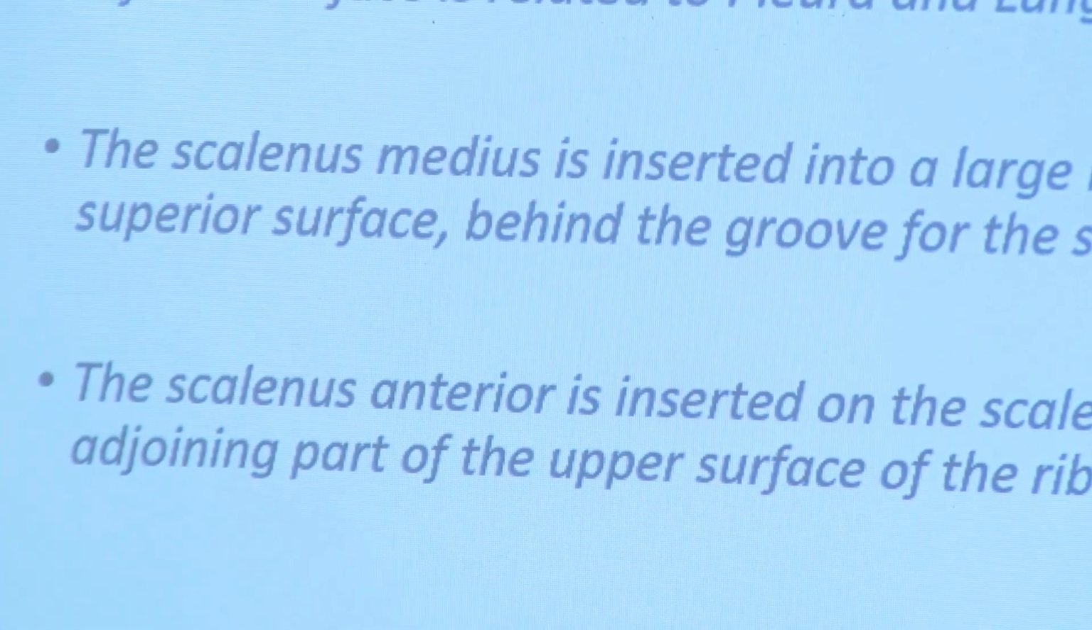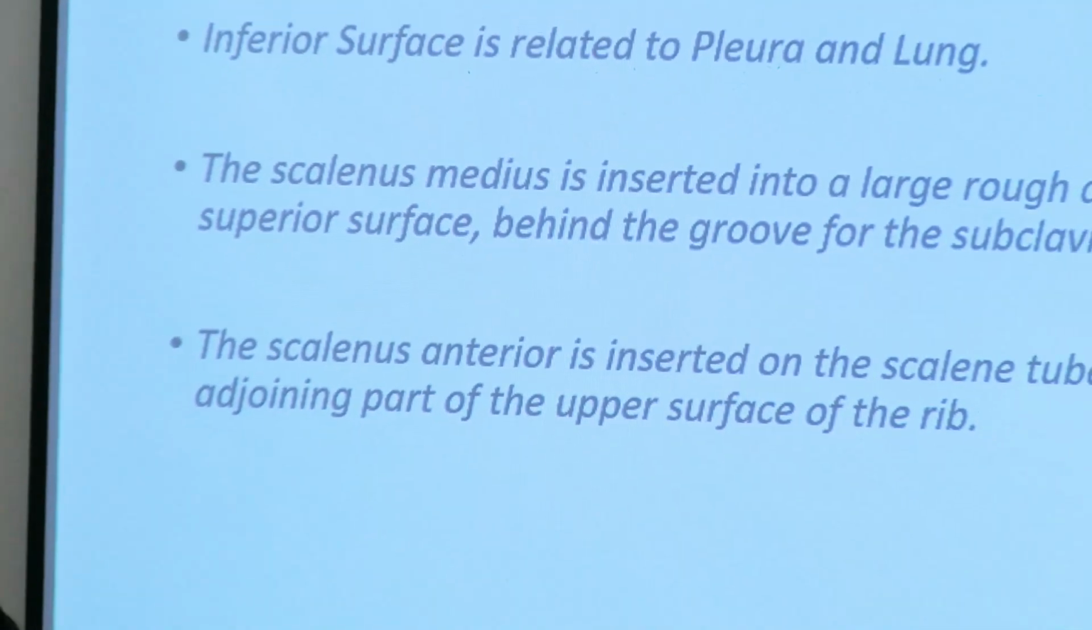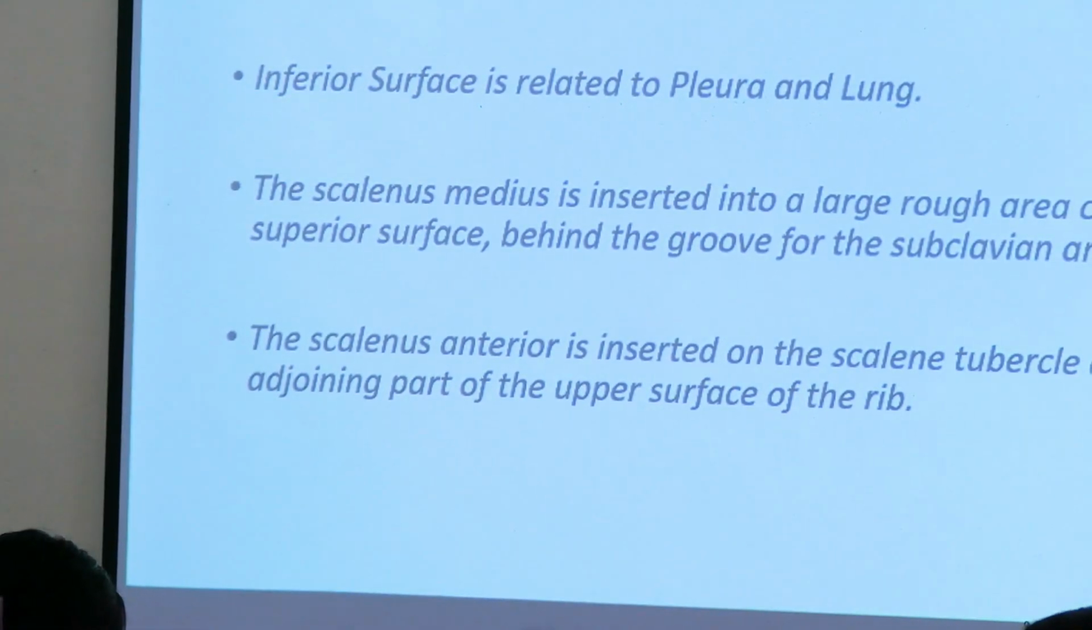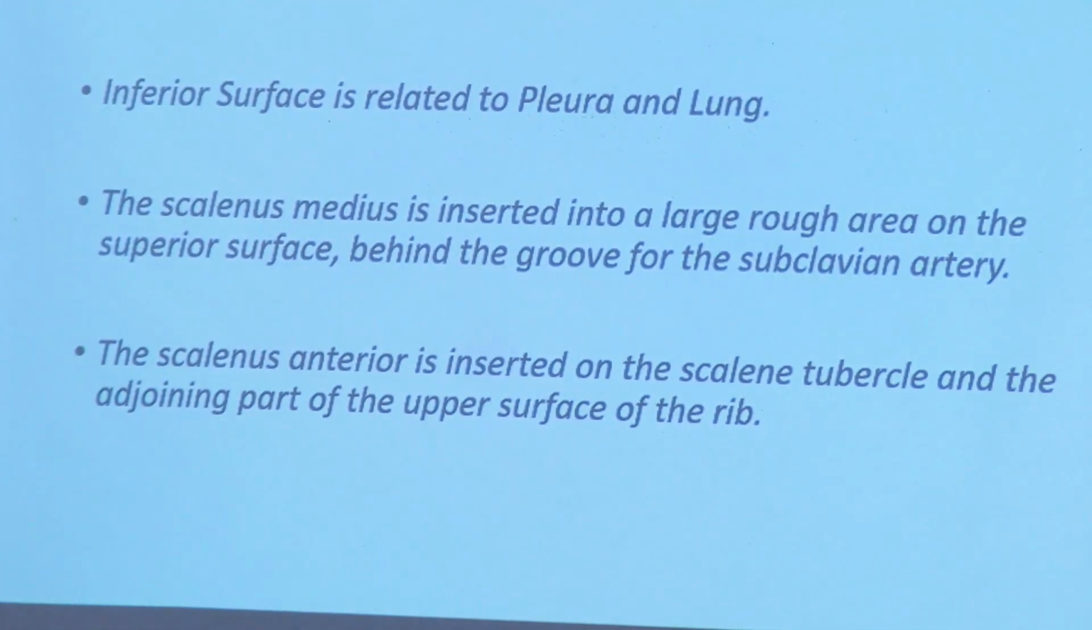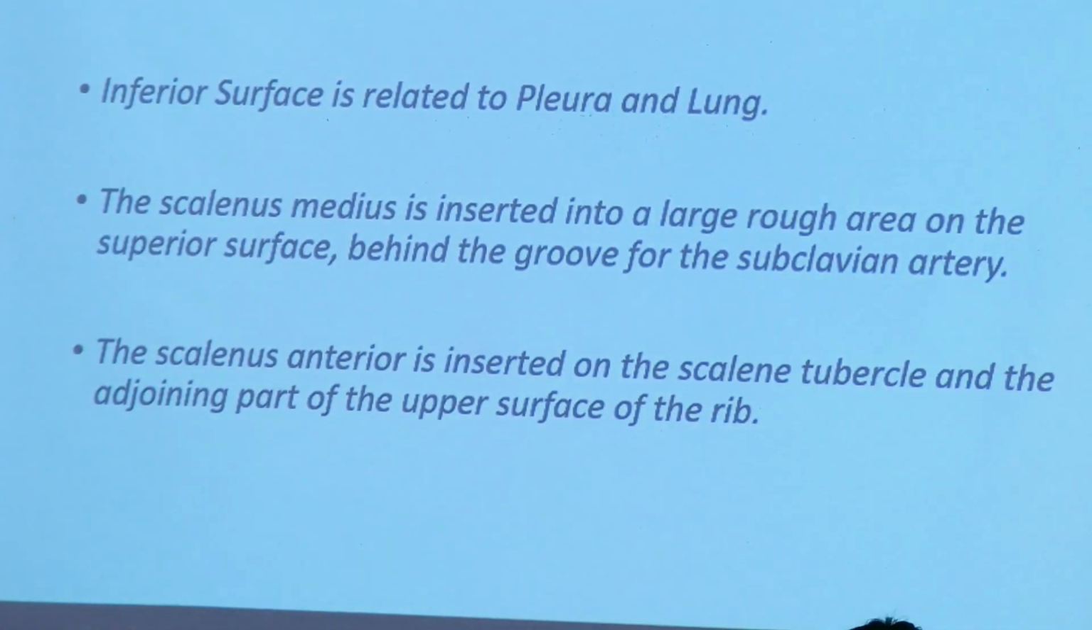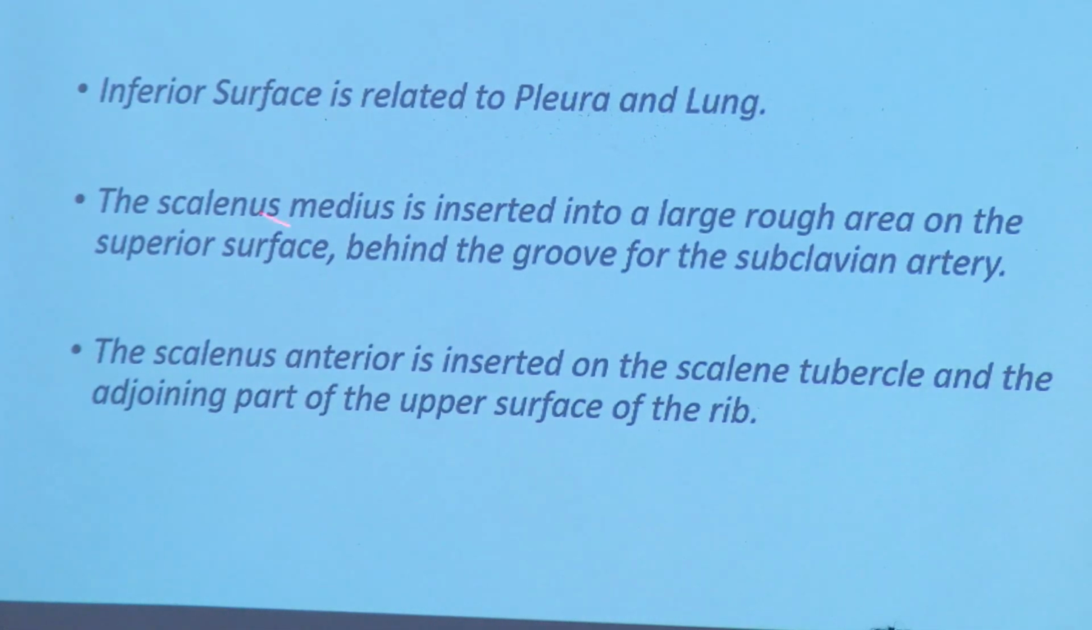You will be shown all the viscerals, by the way, in dissection very soon. First of all, we will examine them in situ. Do you know what is in situ? As it is, we will see them where they are in the body. After that, we will explain and look at each organ, the heart and all. Okay? Inferior surface is related to pleura and lung.